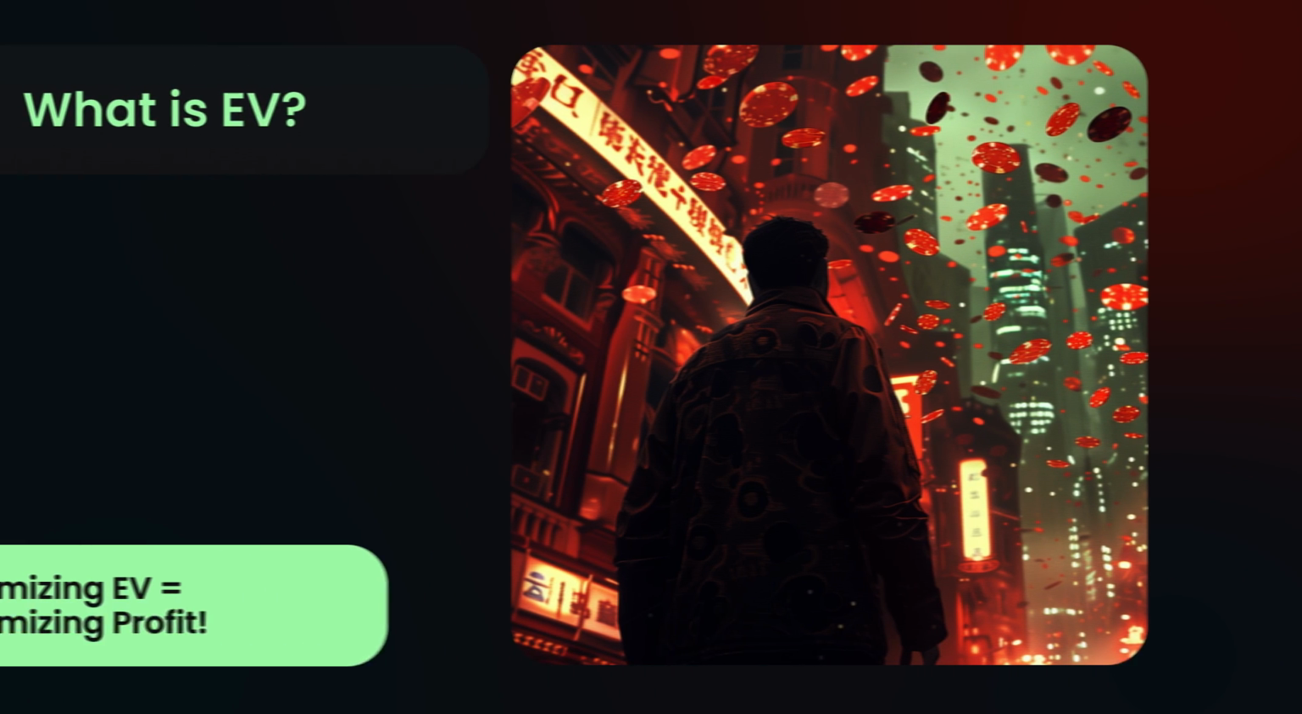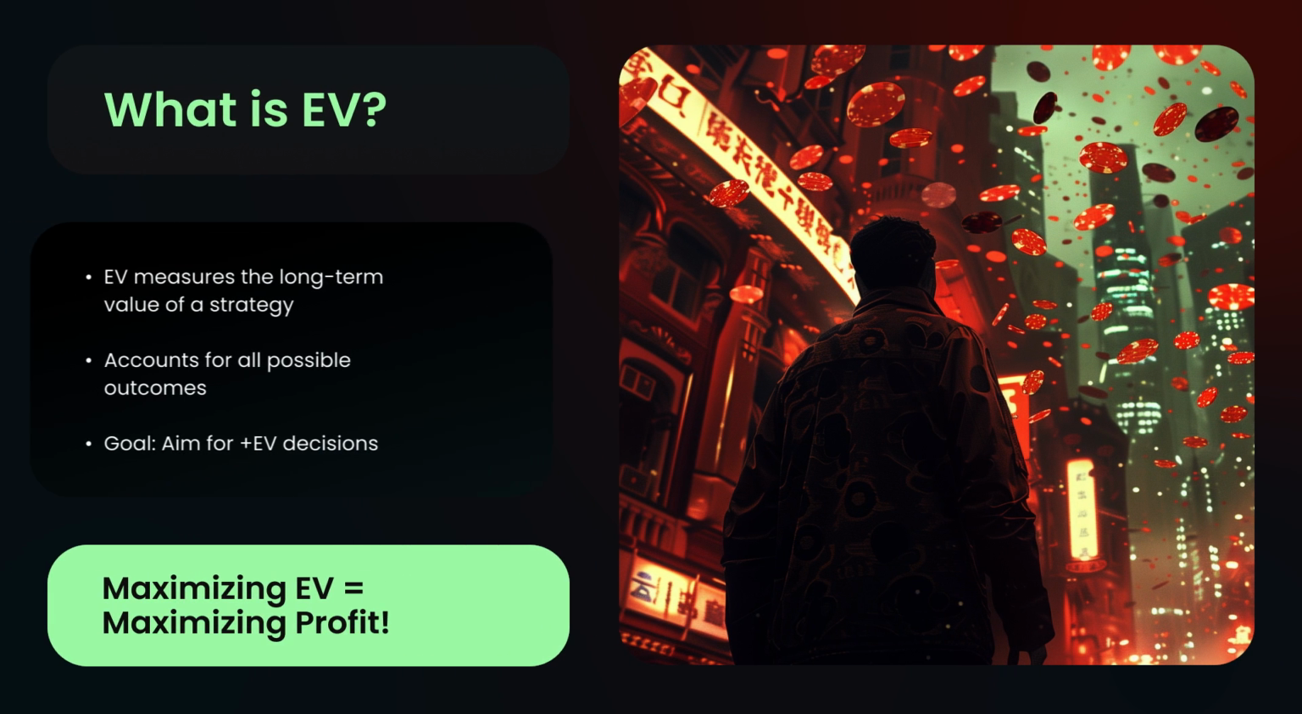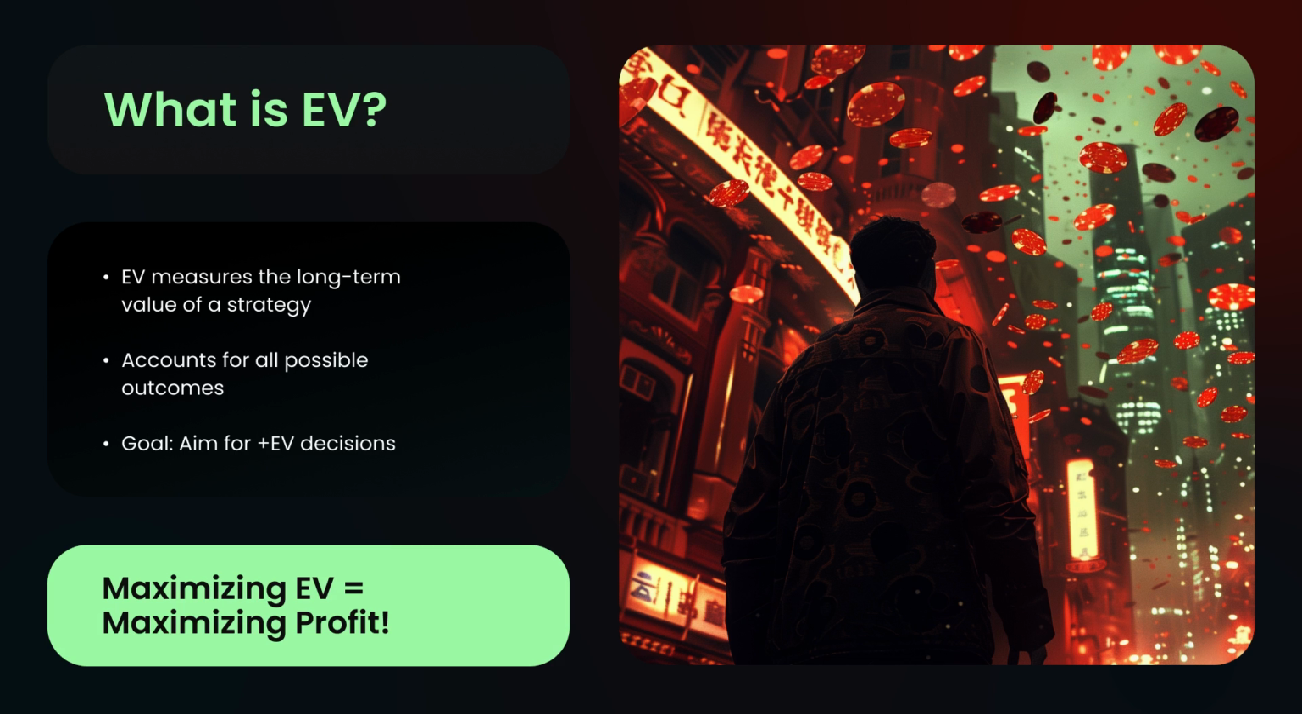Let's get to the heart of the question. Expected value in poker measures the long-term value of a strategy, accounting for all possible outcomes. Your goal is to aim for plus EV decisions. Maximizing your expected value means maximizing your long-term profit. Remember what I said, long-term and all possible outcomes. We're not talking about coolers or one-offs. We're talking about all the possible things that could happen, right?